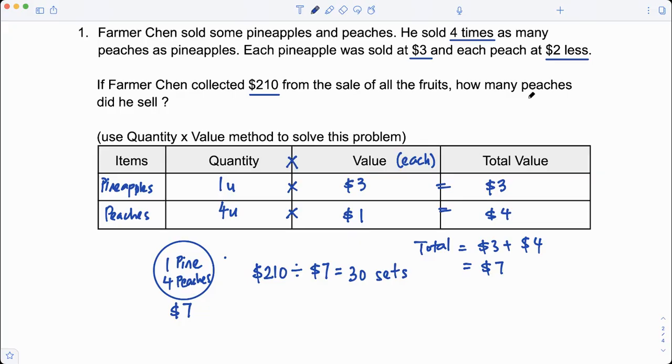How many peaches did he sell? For every 1 set, he sells 4 peaches. And there are 30 sets. The total number of peaches he sells is 120.